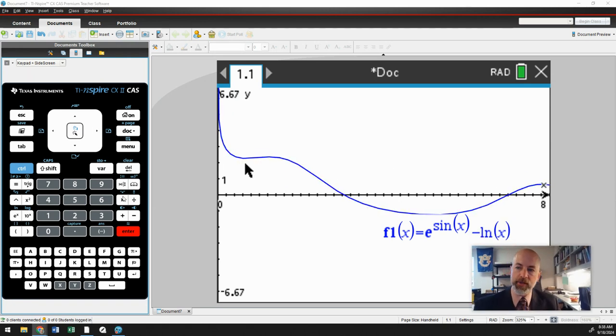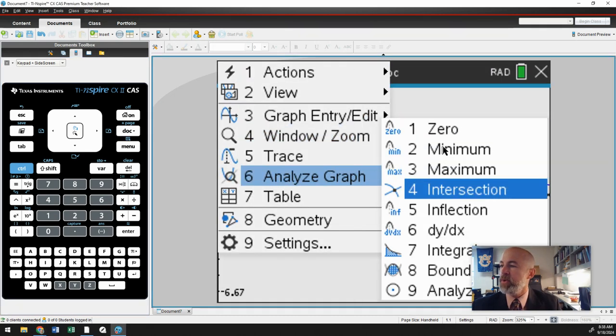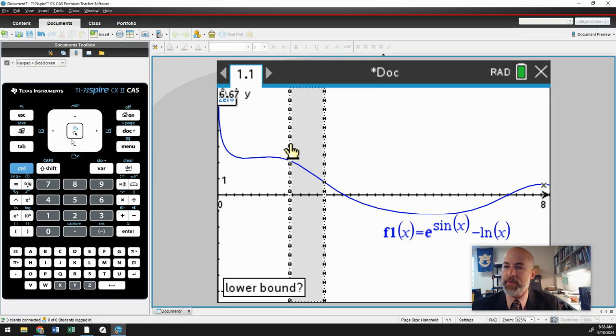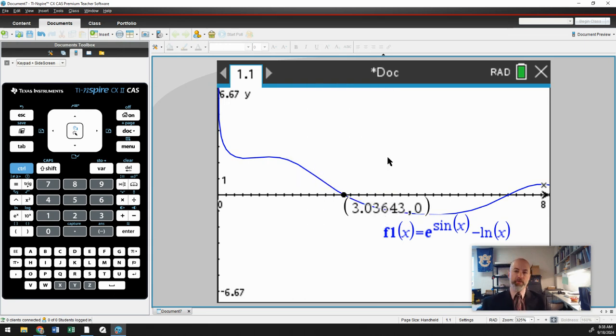And so there are 2 ways to do that. The first way, and this is available in the scratch pad as well, is to go menu, analyze graph, and we want the zeros of this graph. When you click that, it gives you a dotted line. You click on one side using your touchpad over here, drag across, and click on the other side. Do remember in AP Calculus, all answers must be accurate to the third decimal, so you want to make sure you are seeing 3.036.